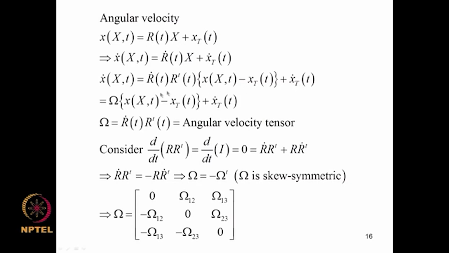So, from this I get this equation, I rewrite in this form by denoting R dot R transpose by capital Omega, and this quantity is known as the angular velocity tensor. Now, we can show that this angular velocity tensor is a skew symmetric matrix. To show that we consider d by dt of R R transpose. Since R R transpose is the identity matrix, this must be equal to 0. So, that means R dot R transpose plus R R dot transpose must be 0, from which I get the relation Omega must be equal to minus Omega transpose. Therefore, Omega is skew symmetric and this will have this form.